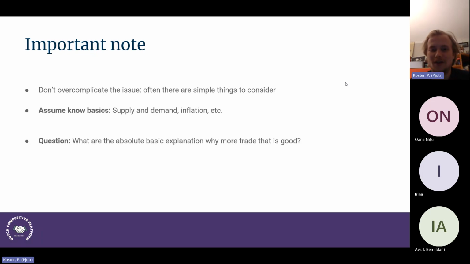Why don't you also try a basic idea of why more trade is good? I was thinking about currency. So for example, if you export more, then other countries have more money in your currency, which is good. Okay. Why would it be good if there's more of a demand for your currency?